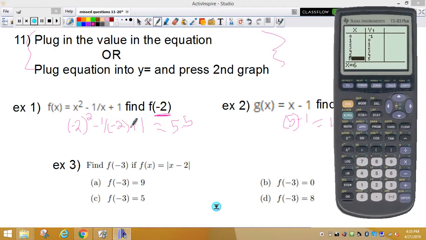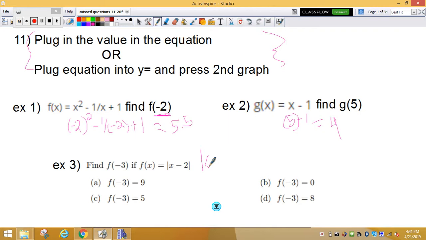And last one, if you need to pause it to write down example 3, please do that. So this one has absolute value, which I want to show you what it means and then how to do it in your calculator also. So again, these two lines mean absolute value. And we're plugging in -3 minus 2.